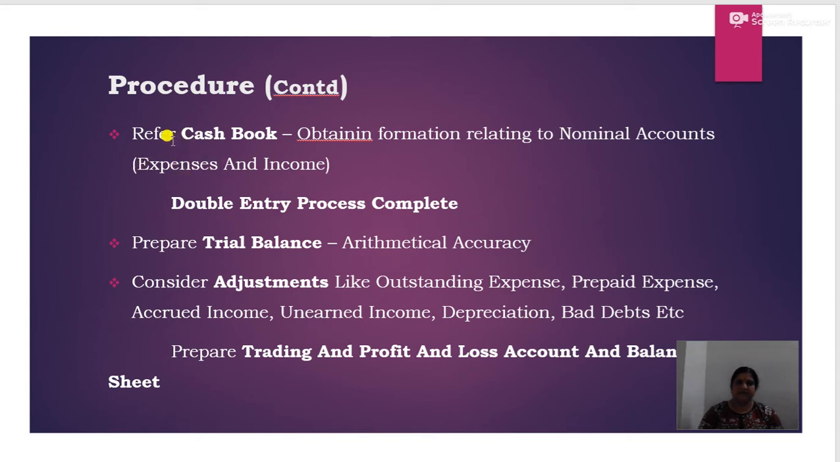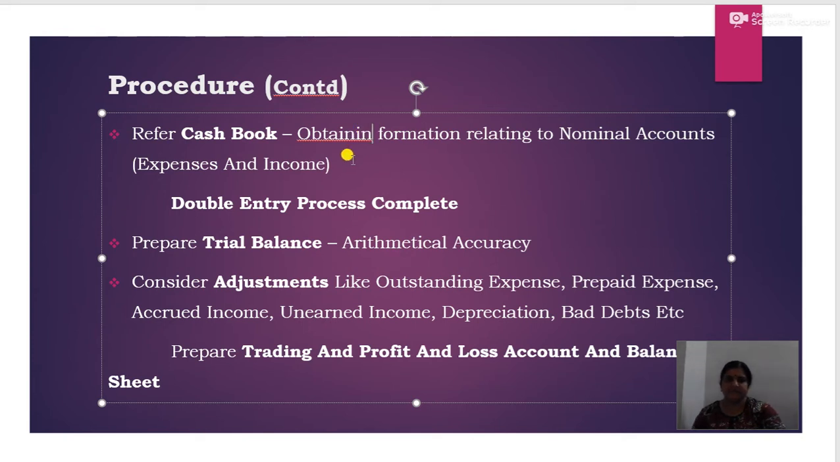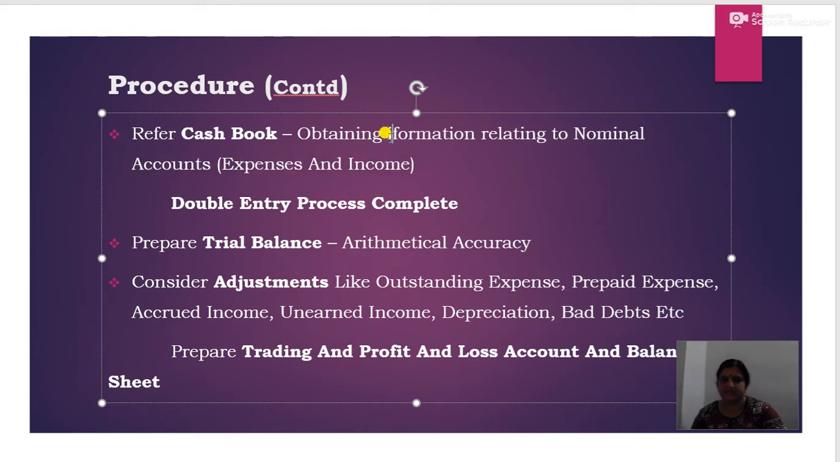Then again, you have to refer cash book. Now, for what purpose again is the cash book referred? That is for the purpose of obtaining information relating to nominal accounts, that is the accounts relating to expenses and income. So the next step is refer cash book for obtaining information relating to nominal accounts like expenses and income. For example, it can be salary, then rent, commission, repair, etc.